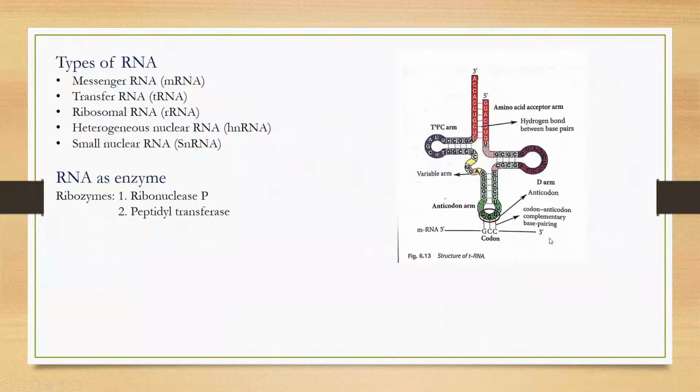Now, our tRNA contains mainly 4 arms. There is also another arm, the variable arm. One is the acceptor arm, at the 3' end, and this area contains 7 base pairs, and the end structure is CCA at the 3' end. This 3' end hydroxyl group forms an ester bond with the carboxyl end of the amino acid.